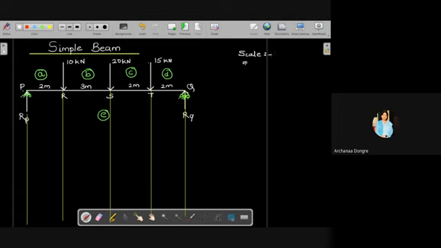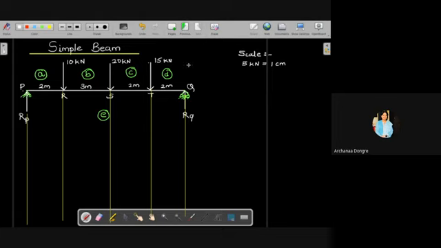Let me consider 5 kilonewton is 1 centimeter. You need a roller scale for this. Roller scale is very important because we have to draw parallel lines here. One more thing, see that the notation we have given is in a clockwise direction.